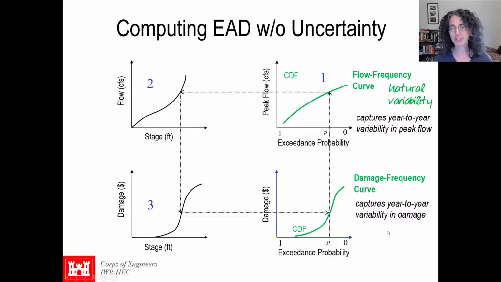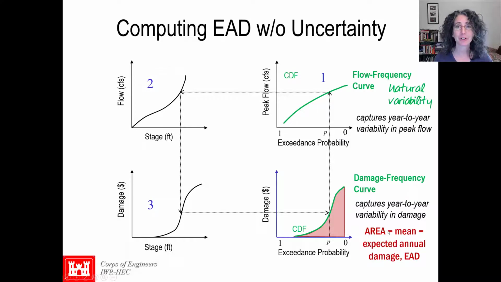Our last step was to take the area underneath the damage frequency curve as our computation of the mean, or the expected annual damage, or EAD. So it used to be that that was our risk analysis, right? We have probability, we have the flow frequency curve that represents the natural variability in stream flow that translates down to the probability of damage, and then we have consequence, which is damage itself. So having combined probability and consequence, EAD is a measure of risk, right? And that used to be our complete computation.